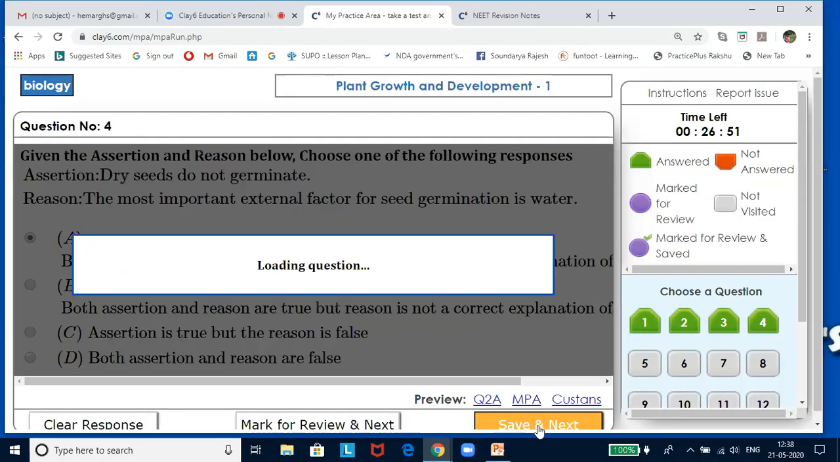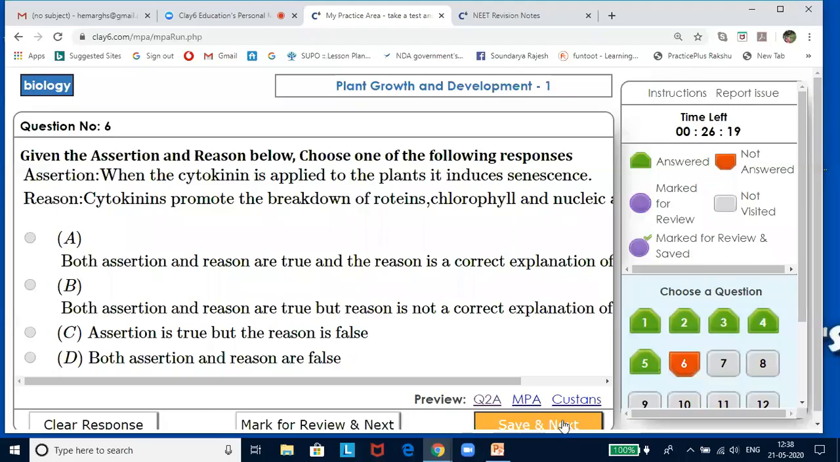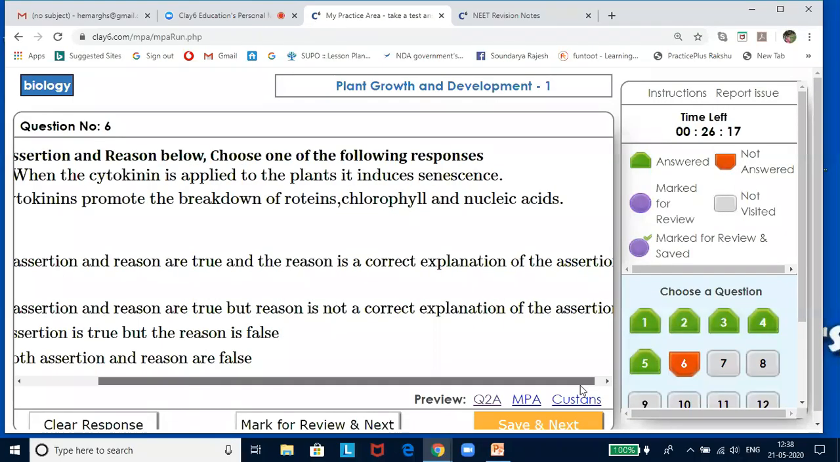It includes bitter chemicals and drought conditions. ABA, that is, when ABA is applied exogenously, it promotes stomatal opening. False. So, no, the reason is also true. Both assertion and reason are true. Explanation of A.